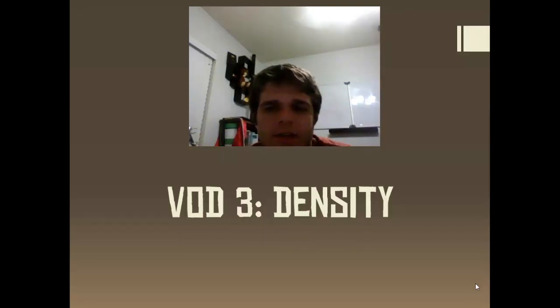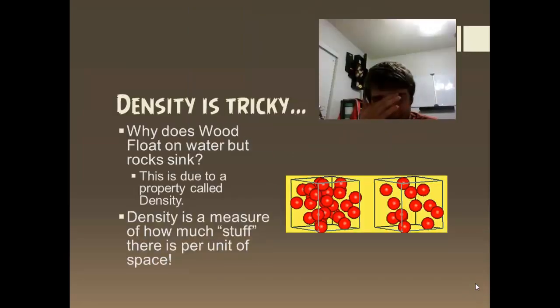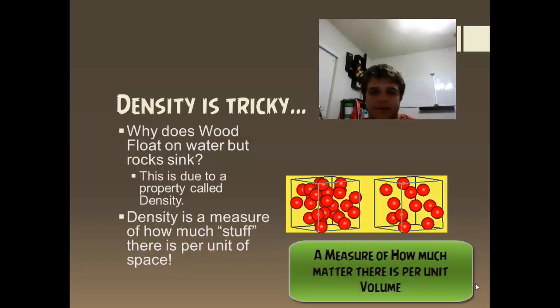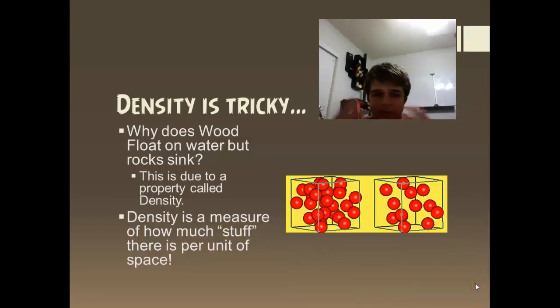So what do we need to do here? What is density? How do we calculate density, and what is it? It's actually a really tricky physical property. It is the reason why wood will float on water, but certain rocks sink to the bottom, and that is all due to density. It's a measure of how much stuff there is. Remember that the stuff is matter, per unit of space. The space we're talking about here is the volume. So how much matter there is, how do we measure that? With mass per unit of volume.